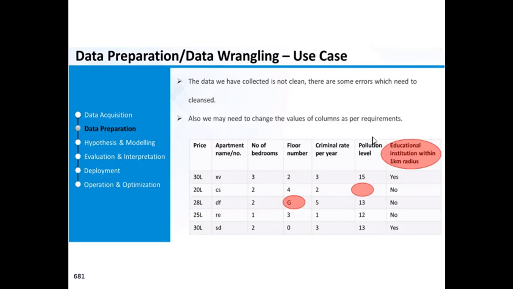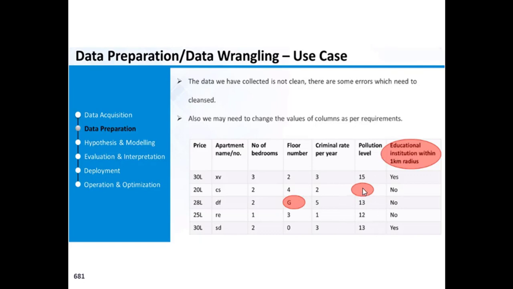This could be discarded. Then here the pollution level is missing. So how do I deal with this? This could also be a question. Either I could just delete this entire row while preparing my model, or otherwise if I have a value of another apartment in the same area, then I could maybe copy it or maybe take an average of nearby areas.